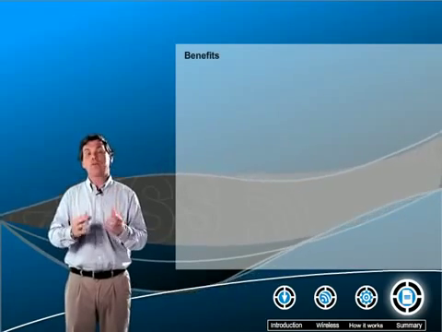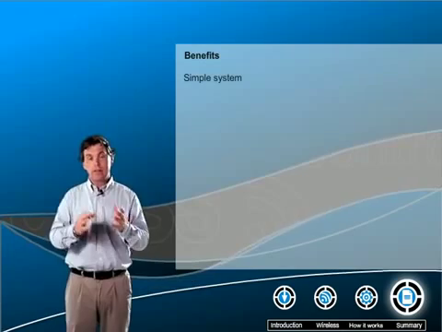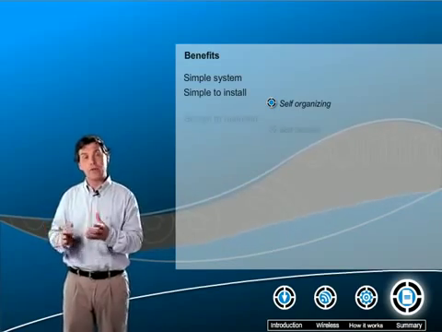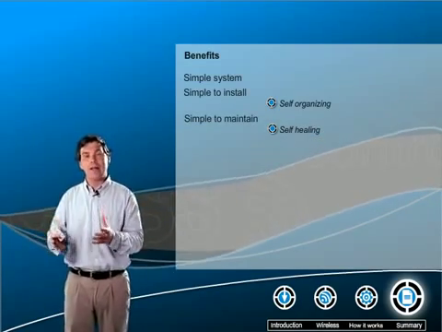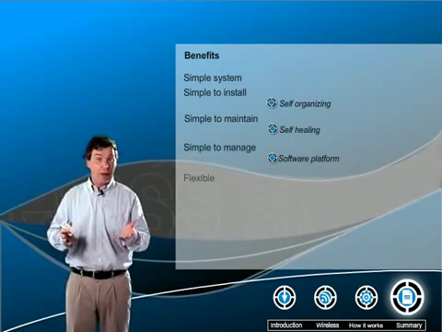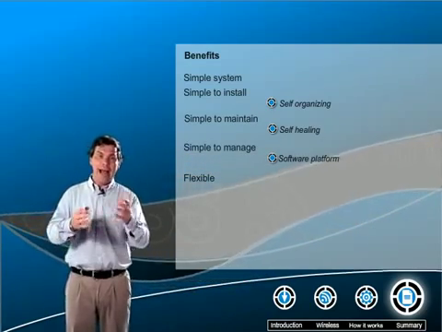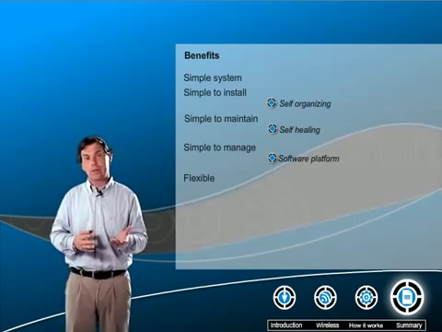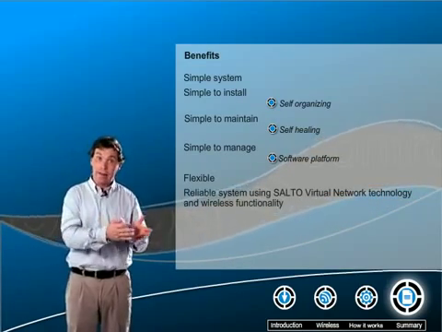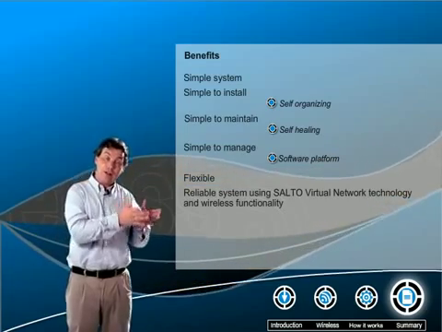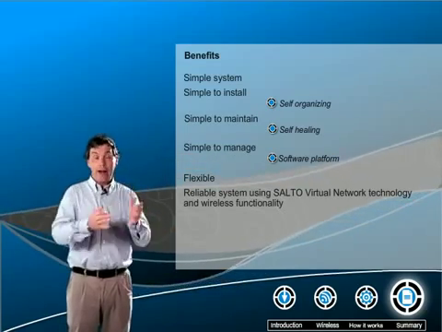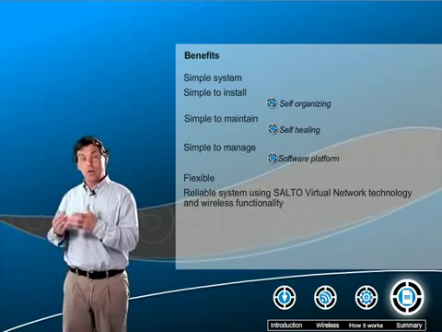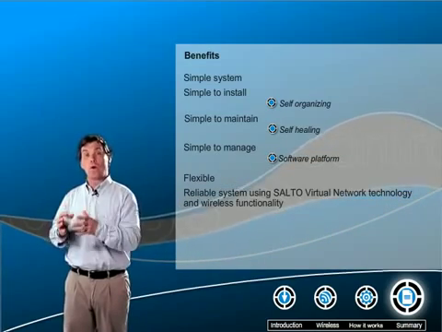The benefits may also be clear. It's a simple system, simple to install through the self-organizing capabilities, simple to maintain through the self-healing capabilities, and simple to manage through our software platform. It's flexible. By the use of repeaters, we can add new locks simply, even though we have only a few Ethernet access points. The system is very reliable, on one hand, because we use as a backbone our own SALTO virtual network technology, and on the other hand, we use as the wire-free technology proven standard technology to make sure that the system works at all times.